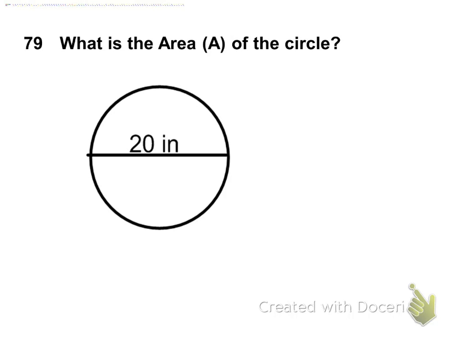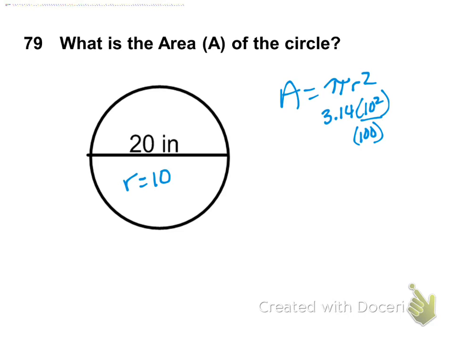Okay, so again, remember our formula is area equals pi r squared. Well, in this case, they gave me diameter. So if the diameter is 20, the radius is half of that, so my radius is 10. So I should have 3.14 times 10 squared. Well, we all know 10 squared is 100. So 3.14 times 100 is 314. And this is inches squared.